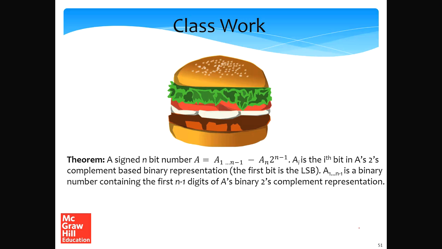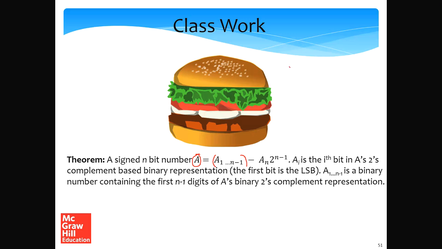So let us consider a signed n-bit number A. Let's first consider a number made by the first n minus 1 bits. What we want to say is that the number A is equal to the number made by the first n minus 1 bits minus the MSB multiplied by 2 to the power n minus 1. Here A_i is the ith bit in A's 2's complement based binary representation, where the first bit is the LSB, and A_1 to n minus 1 is a binary number containing the first n minus 1 digits of A's binary 2's complement representation. That's a lot of text. Let's consider an example, it will become crystal clear.